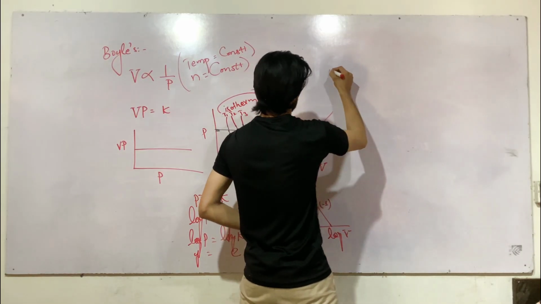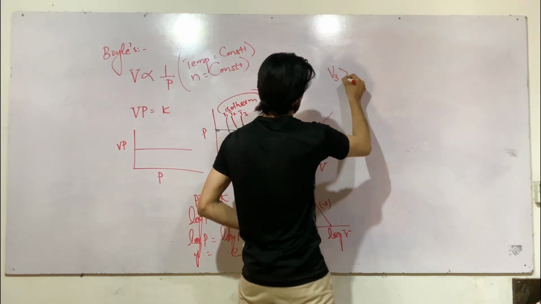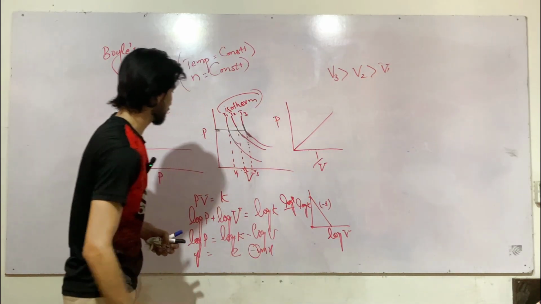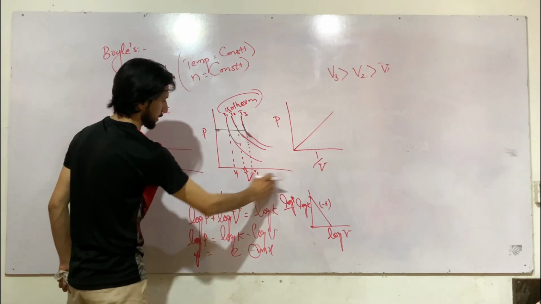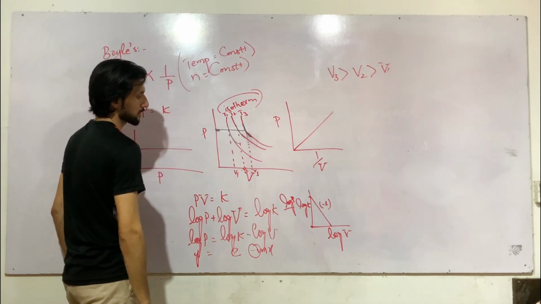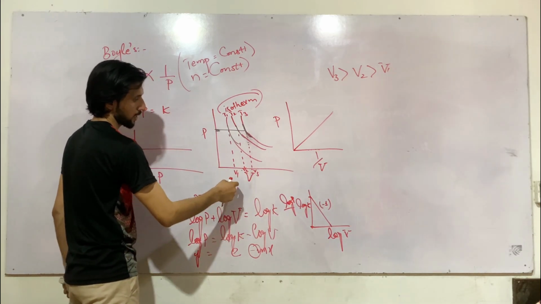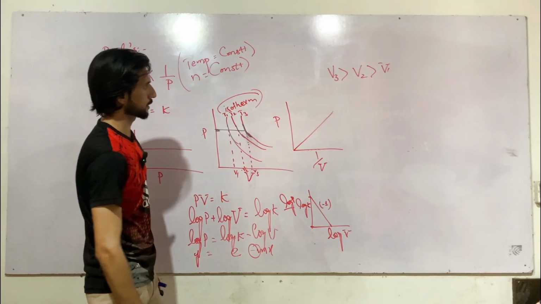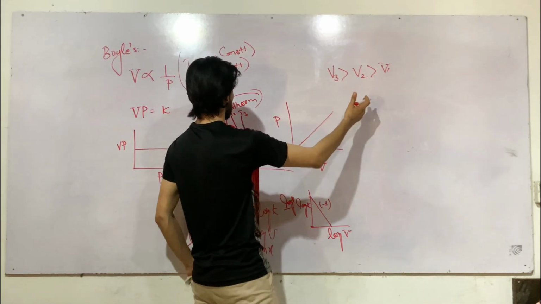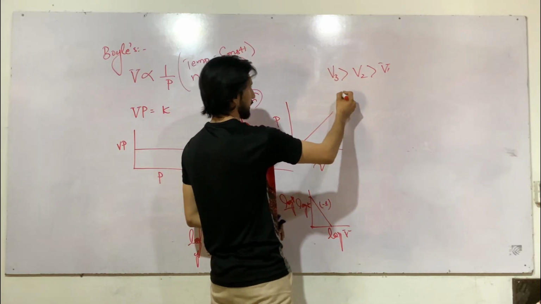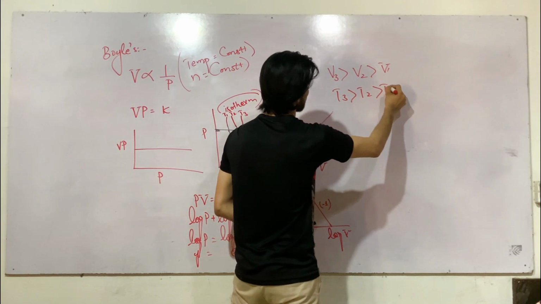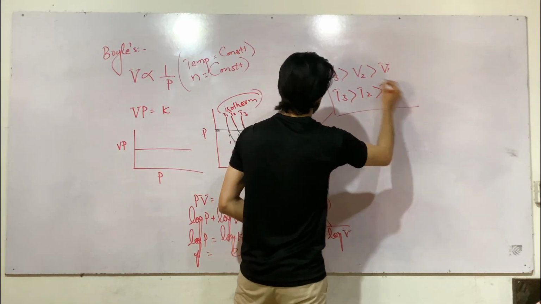I got that V3 is greater than V2 is greater than V1. Can't you see it? Here, look at this. On this axis, the volume is increasing. So V3 is higher volume than V2 and then V1. So what about the temperatures then? Is T3 greater than T2 greater than T1? Yes. T3 is greater than T2 is greater than T1.